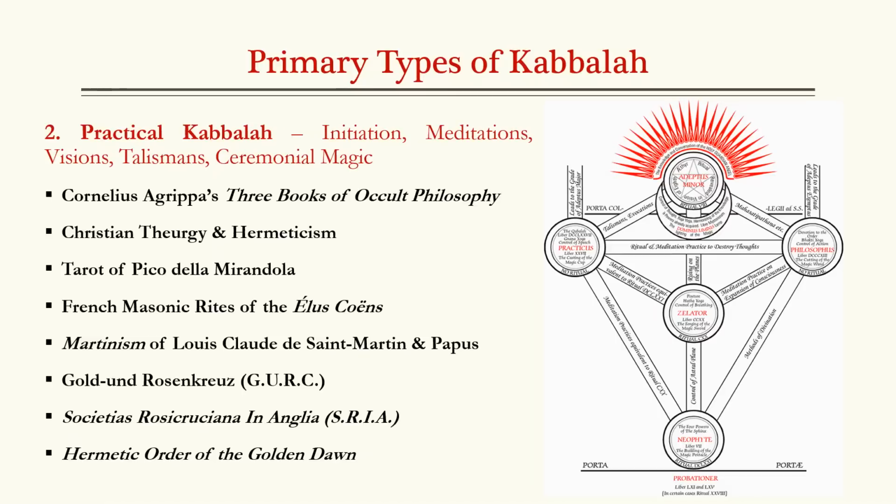But practical Kabbalah, these are guys like Cornelius Agrippa, his three books of occult philosophy. Agrippa was a major Renaissance occultist. I was in Oxford a few months ago, and we had the pleasure of visiting the Bodleian Libraries. One of my friends is a librarian there, so we were able to see all the back exhibits and stuff.